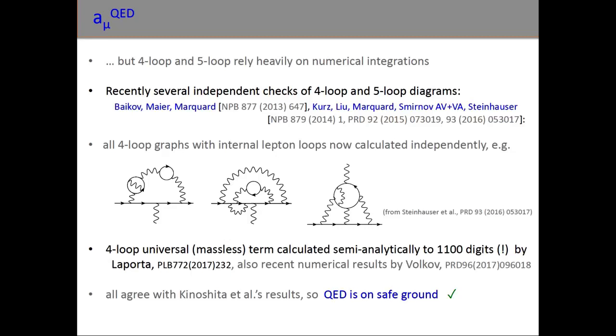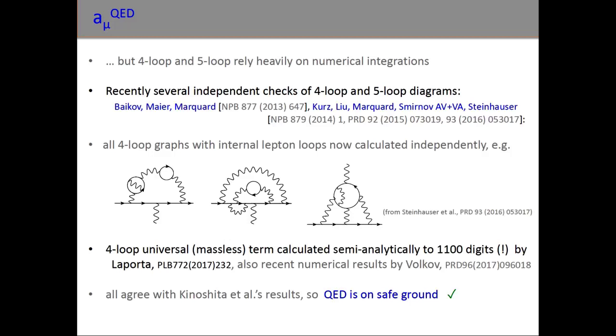So, four loop and five loop diagrams: some of them have been independently checked. All four loop graphs with internal lepton loops are calculated completely independently. And then there was a very important and very impressive calculation. That's not a typo. Laporta came up with ideas to semi-analytically calculate the universal term, which is very difficult to get by with other methods, unless you do the full calculation. And he got that to 1100 digits. Okay? And it agreed with the much cruder numerics that the others had done before.